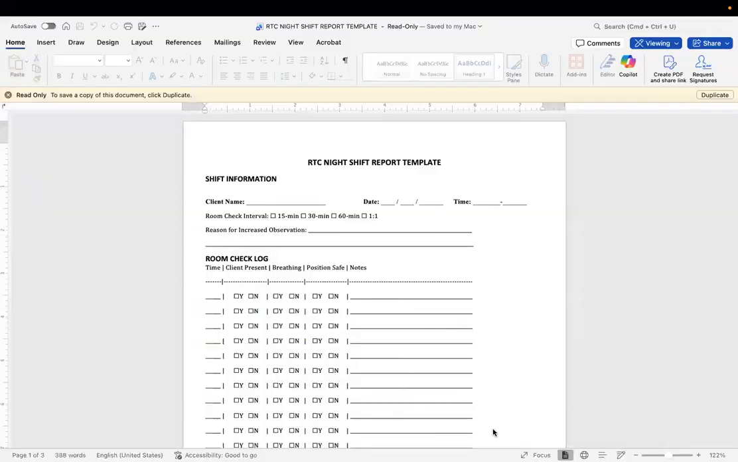All right, and then this is the last one. This is the RTC night shift. So this is going to be filled out typically from 10 until 6. This is probably the easiest one to fill out because everybody should be sleeping and there shouldn't be any issues, but this is your proof's in the pudding.